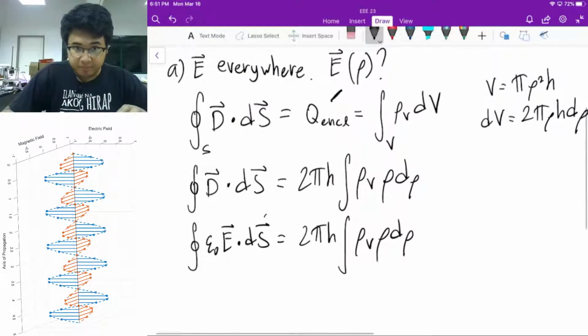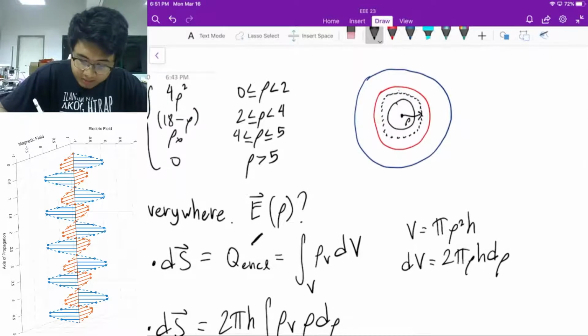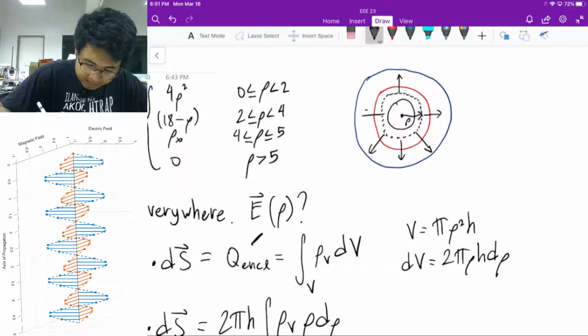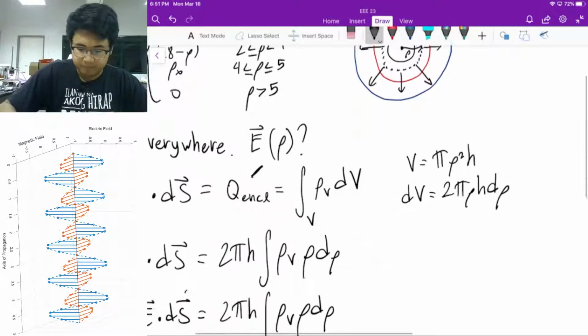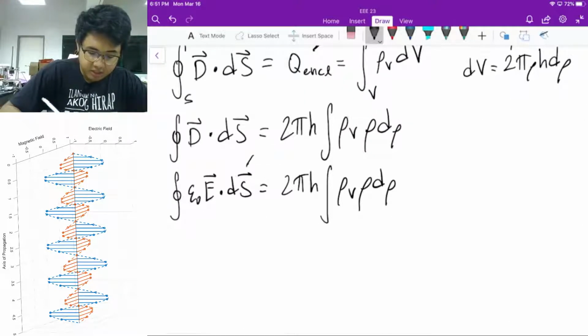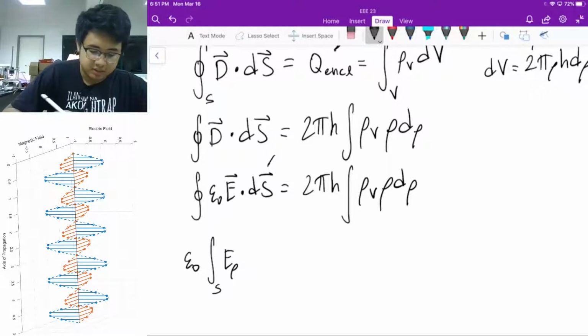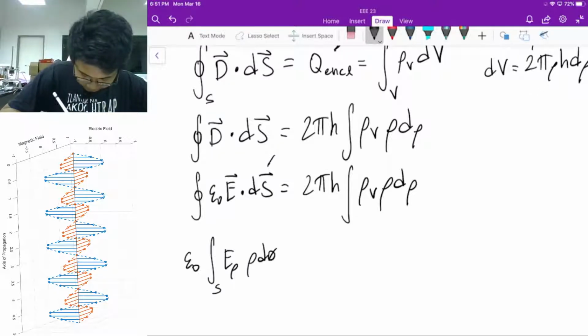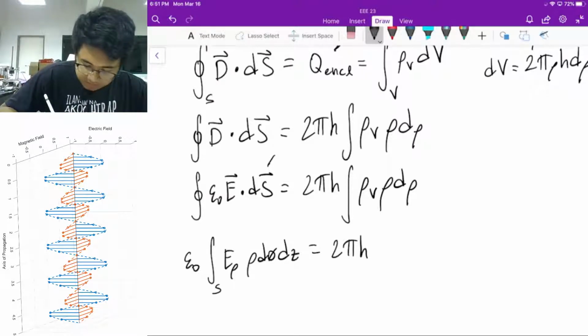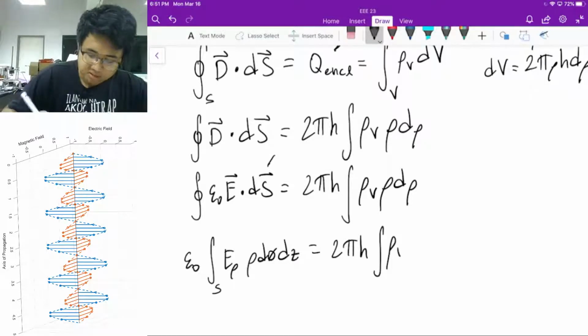So from the symmetry of the problem, the electric field will only be going in the rho direction. It only has a rho direction as for its electric field component. Therefore, the left-hand side of your equation will just be equal to epsilon 0 times the integral of E rho on a surface, and the differential surface is defined by rho dφ dz. It's equal to 2 pi h times the integral of rho v times rho dρ.